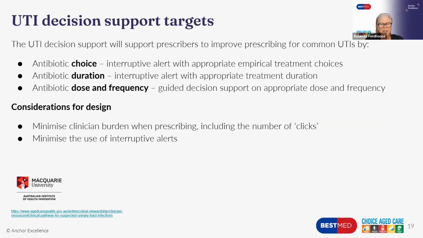UTI decision support targets. The aim of designing a decision support tool is to improve prescribing for common UTIs by providing an interruptive alert with appropriate empirical treatment choices, providing an alert with appropriate treatment duration, and guided decision support on appropriate dose and frequency. In doing so, of course, and looking to build this tool further, we are seeking to minimize clinician burden. We want them to use this tool, so we need to minimize the number of clicks they'll have to make. Next.